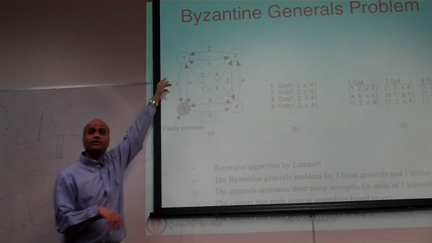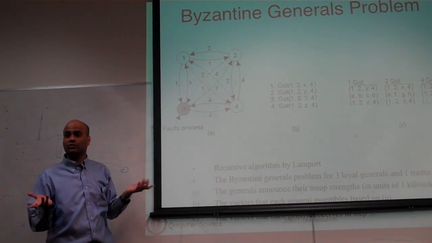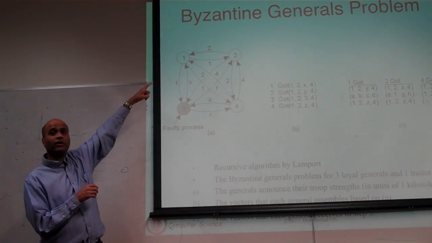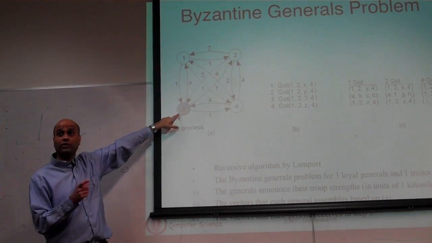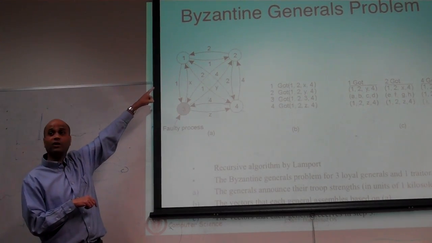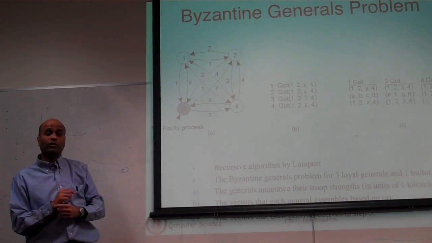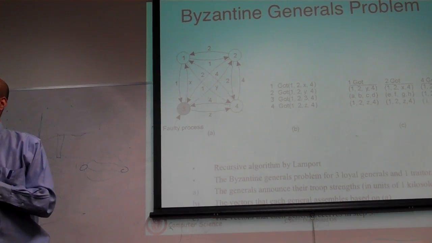We'll assume for simplicity they are numbered 1 through 4 and actually they have that many kilo soldiers, just to simplify the problem. So general 1 has 1000 soldiers, 2 has 2000, 3 has 3000, but you know that 3 is the traitor because I marked it grey, but the generals don't know that. And 4 has 4000 soldiers. In round 1, each of them is going to broadcast their strength.